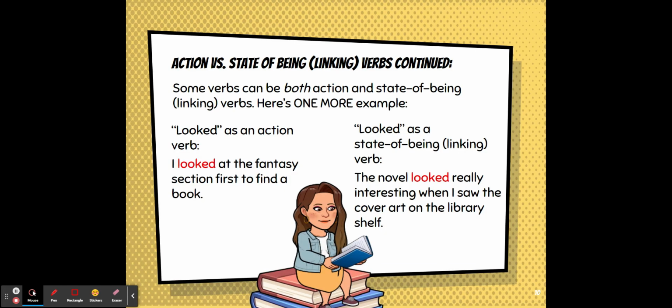Here's another example. Looked can be an action verb. I looked at the fantasy section first to find a book. Looked can also be a state of being verb, such as the novel looked really interesting when I saw the cover art on the library shelf. In this second example, the novel is not doing the looking. The verb looked is describing something about the novel's state.